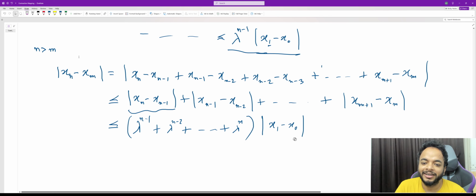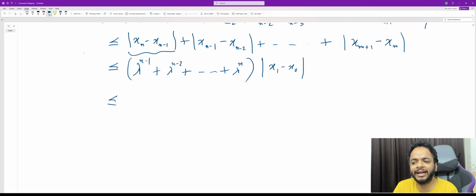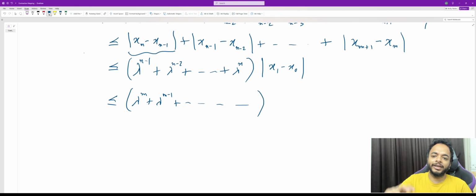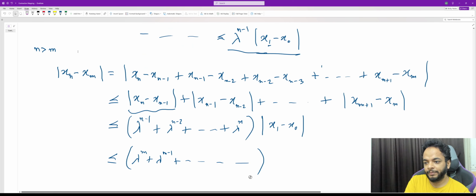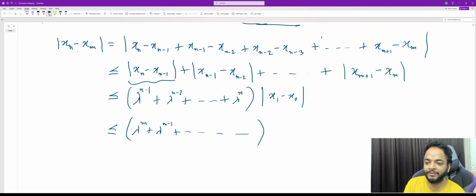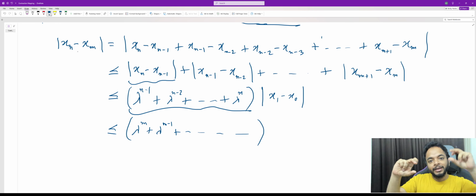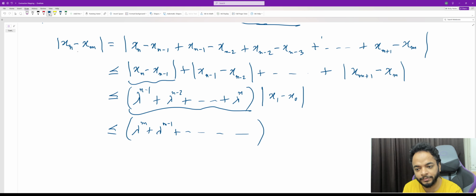Okay. Now you see that I can write this as lambda to the power m plus lambda to the power m minus 1 and so on. Like I'll take the infinite sequence. So what I'm doing is, you see that n is greater than m. So what this is having is terms from lambda to the power m, lambda to the power, sorry, m plus 1, lambda to the power m plus 2 till lambda to the power n minus 1. Now I'm continuing that further. Like I'm adding to that sum lambda to the power n, lambda to the power n plus 1, lambda to the power n plus 2 and so on, all the powers.